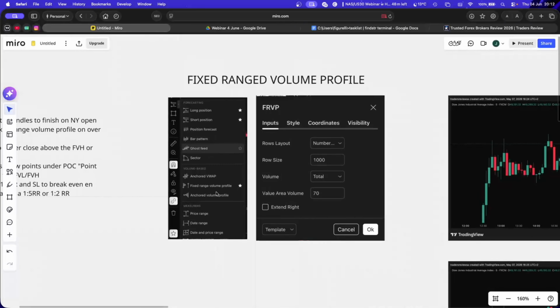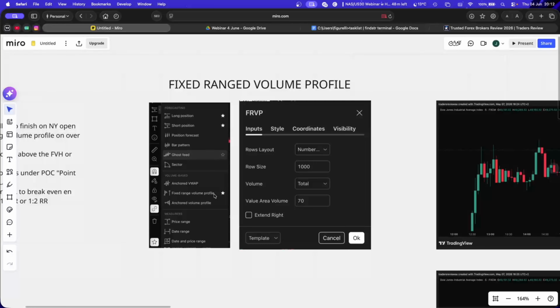So guys, these are the settings. If you want to take a screenshot, you can take a screenshot. This is the fixed range volume profile settings. Later on, when we go on to TradingView, I will show you where to find it as well.